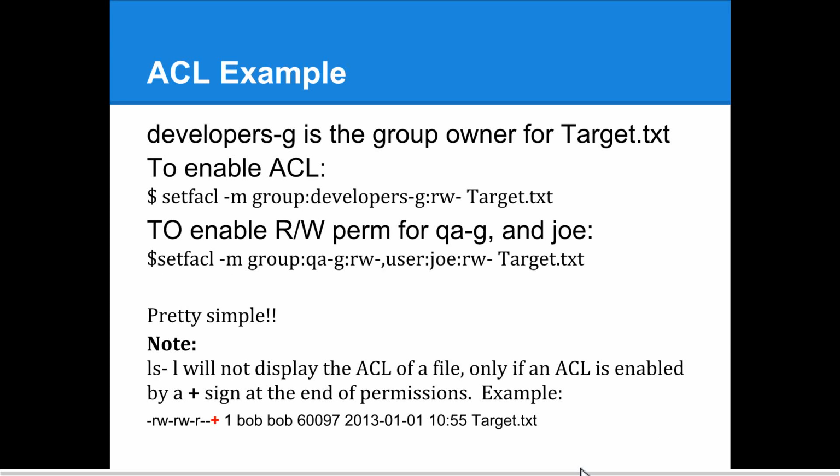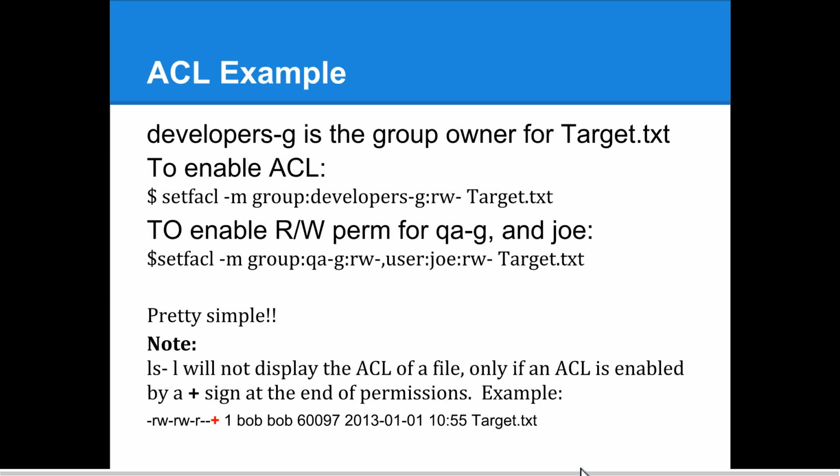To enable the ACL, we first run setfacl with the following options. Essentially, we specify that we want to enable it for a group. We specify the group, developers-G, and then we specify we want read and write, and we're not going to allow execute privileges for the file target.txt. Now, say we want to enable it for the quality assurance group and Joe as well. In the following line, you specify the group, the quality assurance group, and we want read and write, and then for the user, Joe, we want read and write on the file target.txt. It's pretty simple.